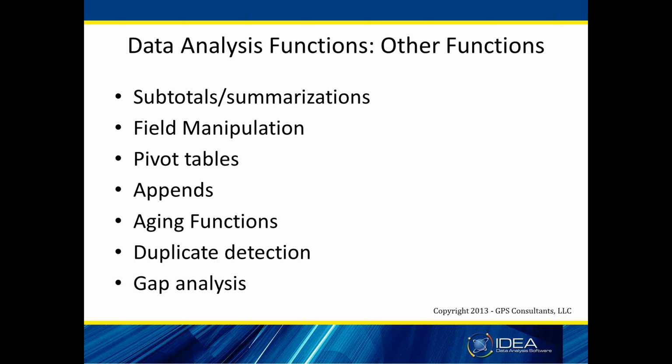So that's another example. Aging functions, and there's all kinds of different functions. Aging is a key one, but two other ones down here we're not going to cover: duplicate detection and gap analysis. Just real quick, duplicate detection would be, maybe finding duplicate claims that we've sent out by accident, or maybe duplicate invoices that we paid on, if we're talking accounts payable.